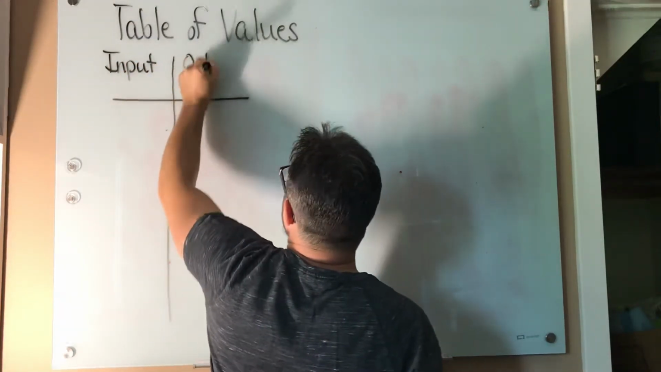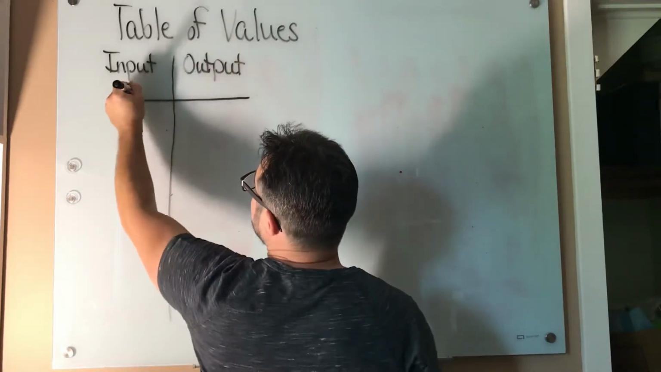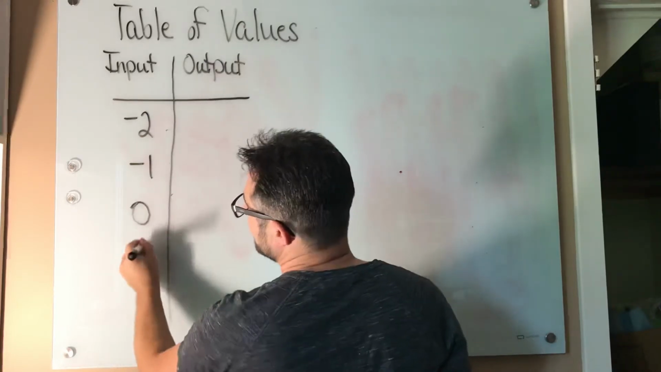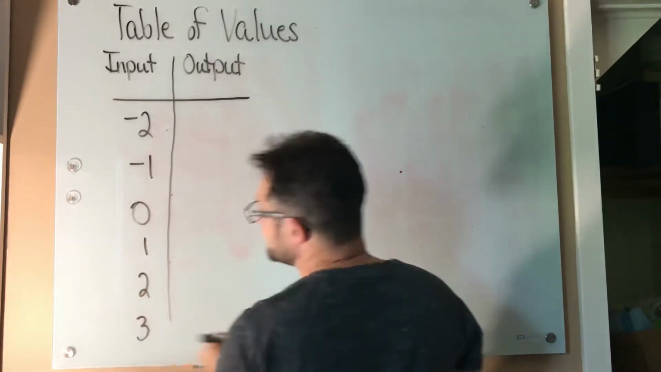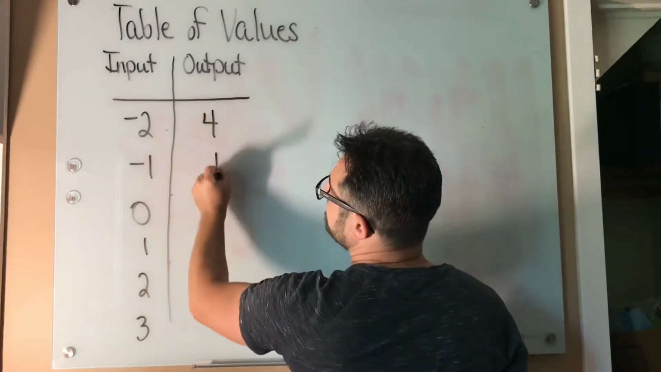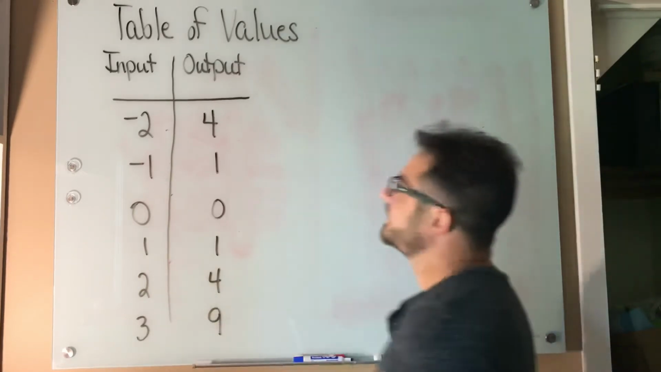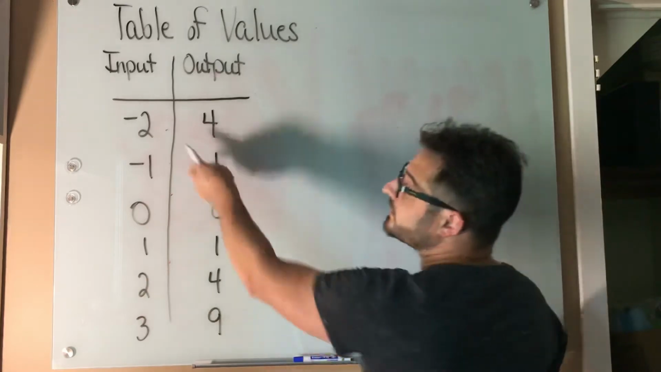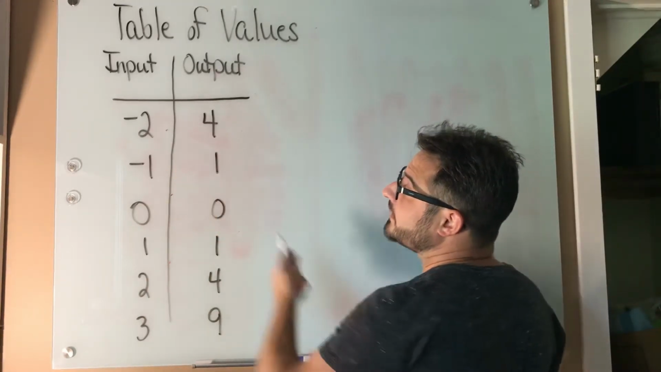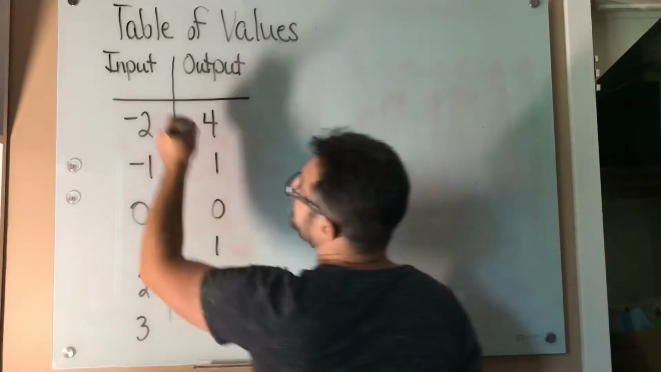In a table of values, we are a little bit more restricted because it does matter, because the input and output pairs are right next to each other. So the input -2 is paired with the output 4. The input -1 is paired with the output +1, and so on.